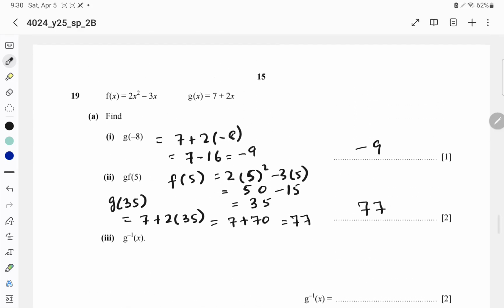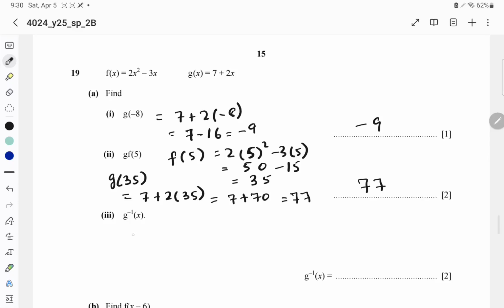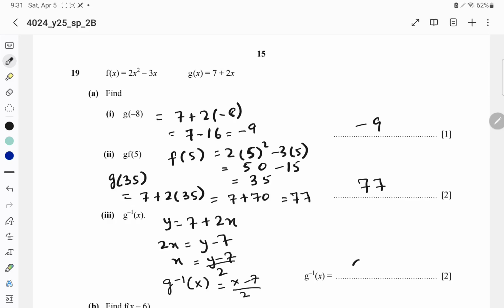G inverse of x is required in part 3. G of x is equal to 7 plus 2x. So y is equal to 7 plus 2x. Make x the subject. 2x is equal to y minus 7. X equals y minus 7 upon 2, and g inverse of x is equal to x minus 7 upon 2.